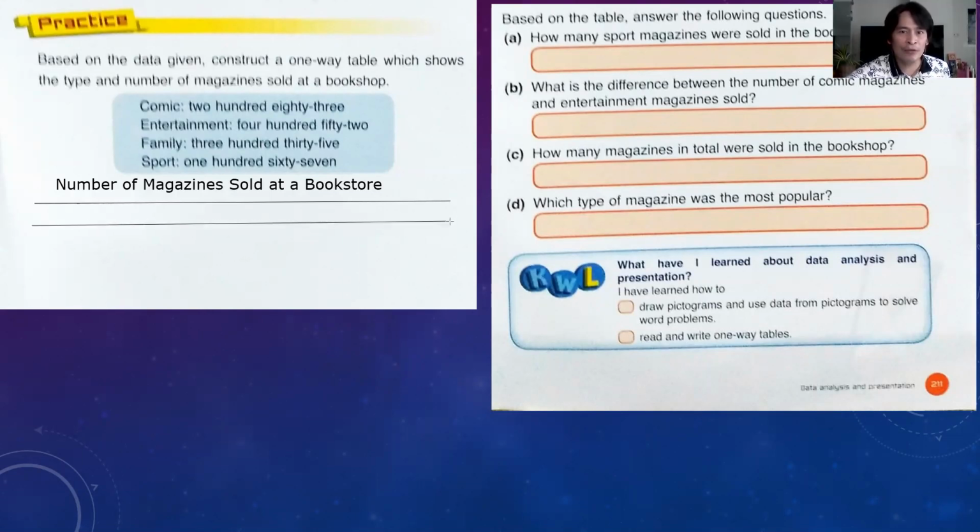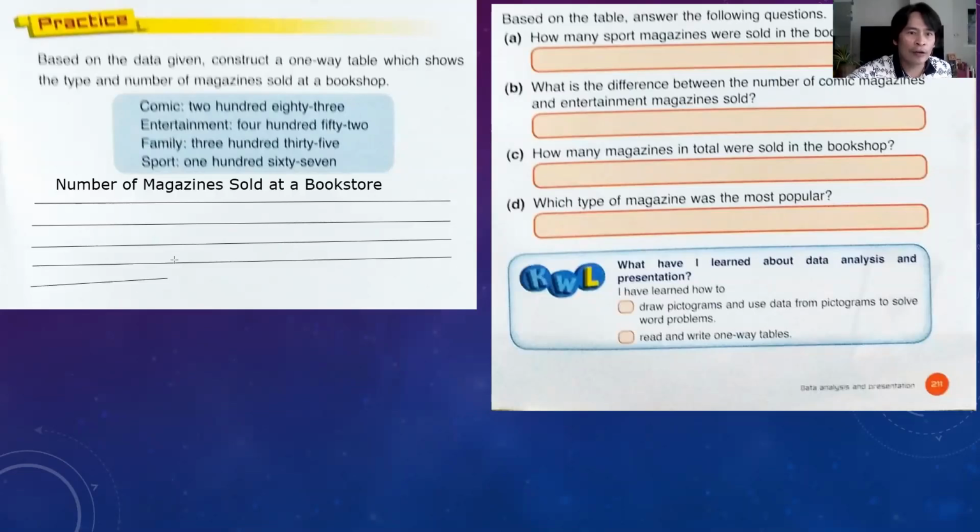Okay, so I drew one row. Then a second row. Teacher, I drew only 4. It should be 5. Because 1, 2, 3, 4: comic, entertainment, family, sport, that's 4. You always add 1 for the header row, so you have to add 1. Why? Because what are comic, entertainment, family, and sport all about? These are the kinds of magazine.